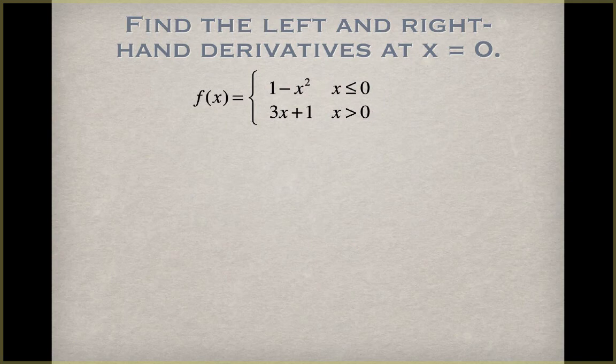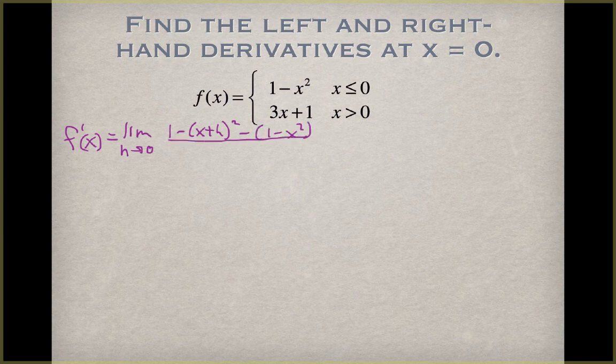So we're given f of x equals 1 minus x squared when x is less than or equal to 0, and 3x plus 1 when x is greater than 0. So we want to find f prime of x. And it equals a limit. This is our definition of a derivative. And we have 1 minus x plus h squared minus 1 minus x squared over h.